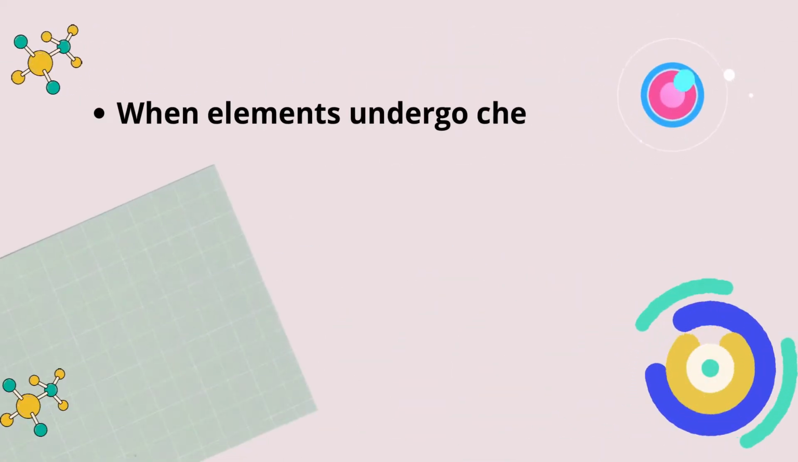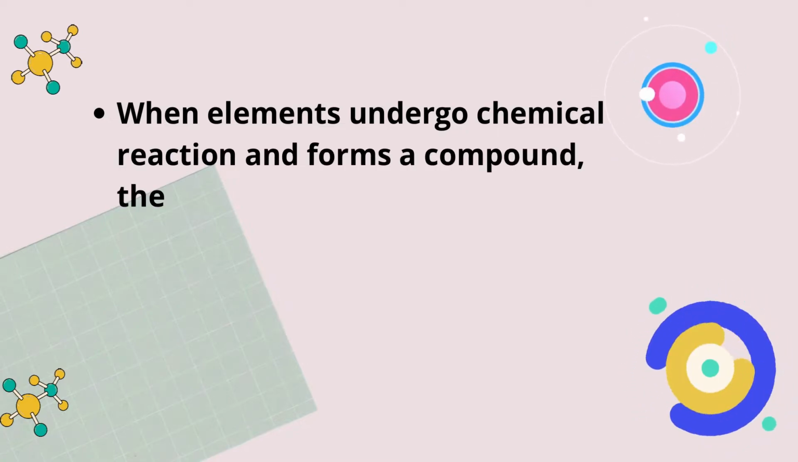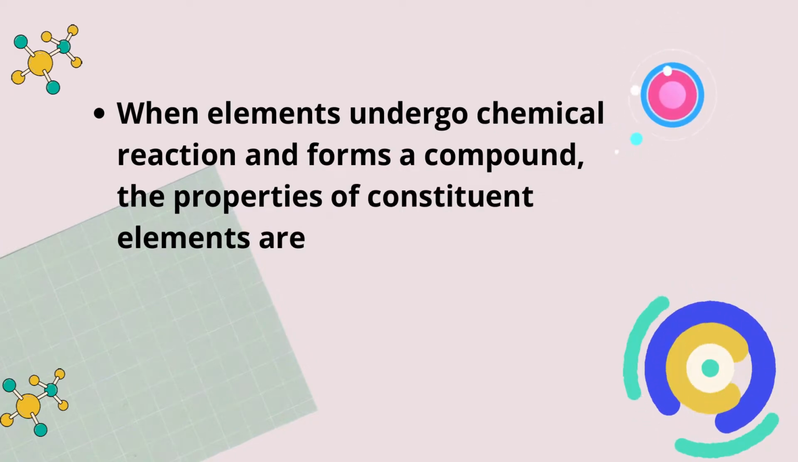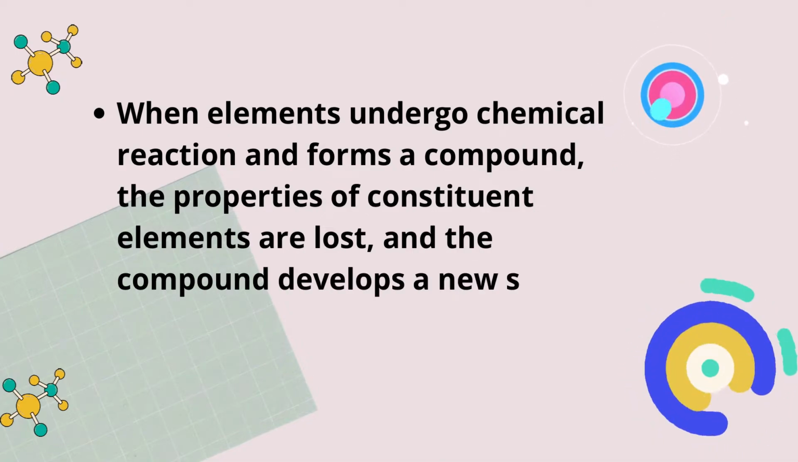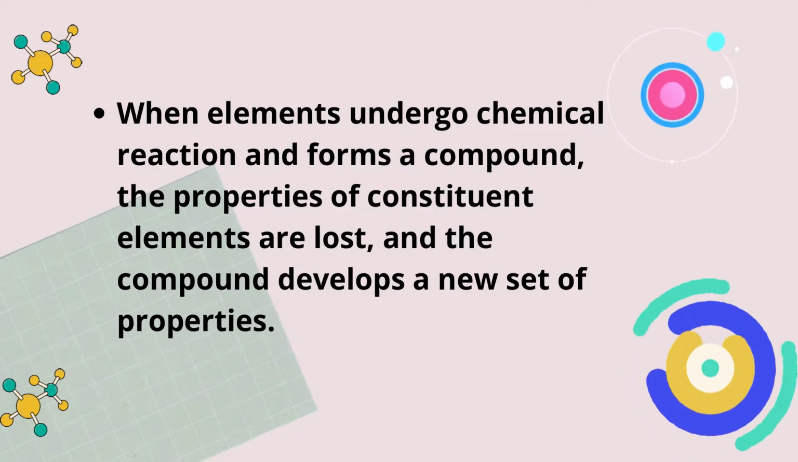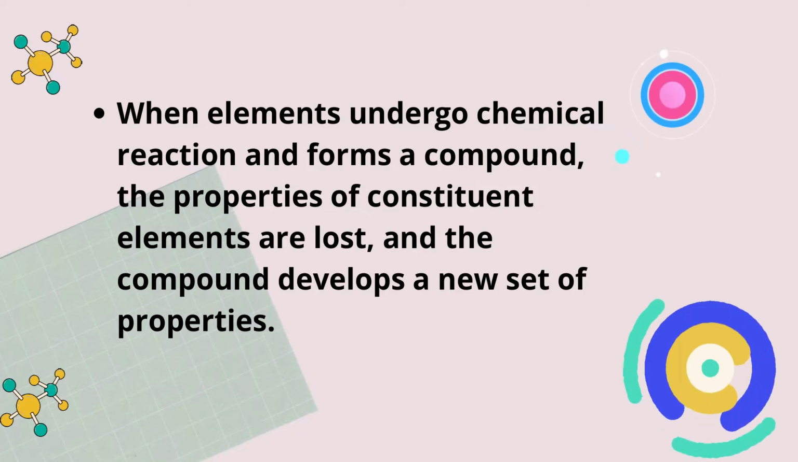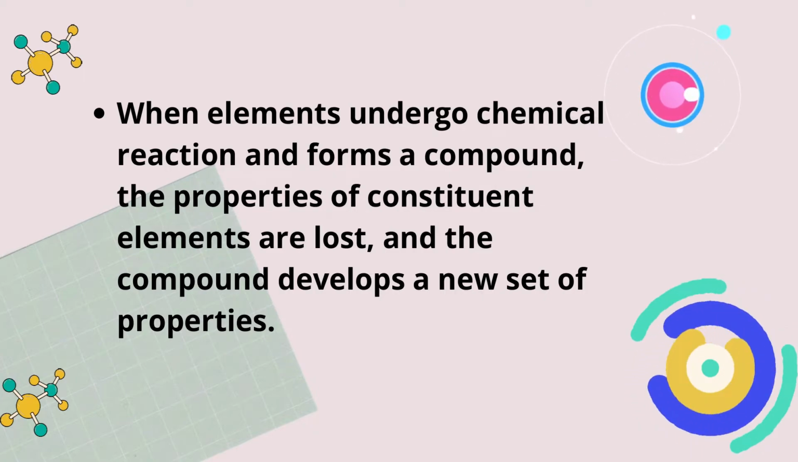When elements undergo chemical reaction and form a compound, the properties of the constituent elements are lost, and the compound develops a new set of properties. Examples of these are salt and water. Salt is added to our dishes, but salt is made up of the elements sodium, a poisonous solid, and chlorine, a poisonous gas. Then water is a liquid, but its constituent elements are hydrogen and oxygen that are both gases.